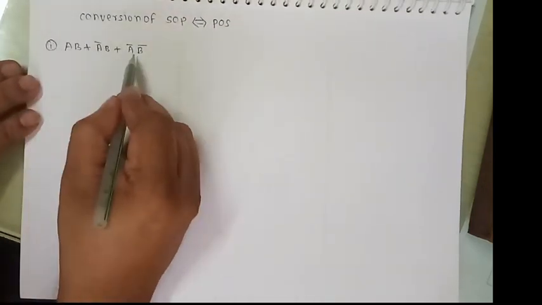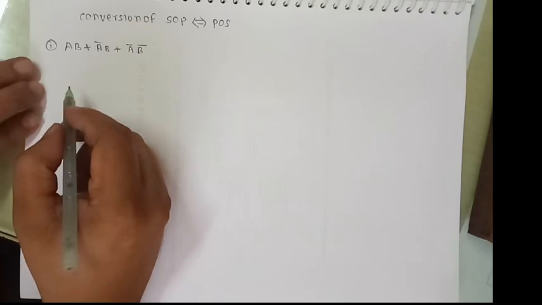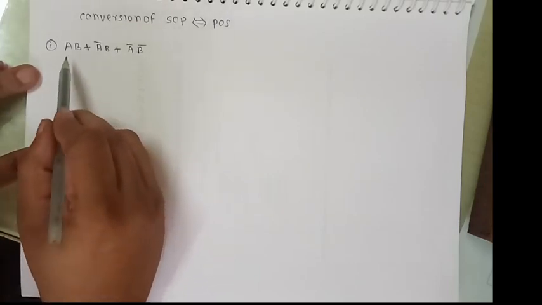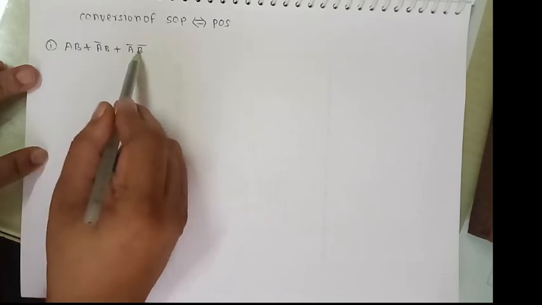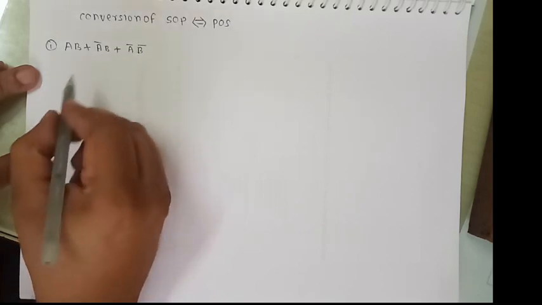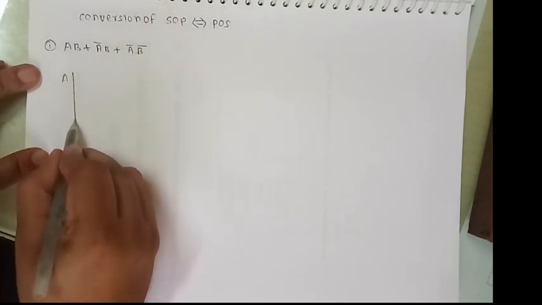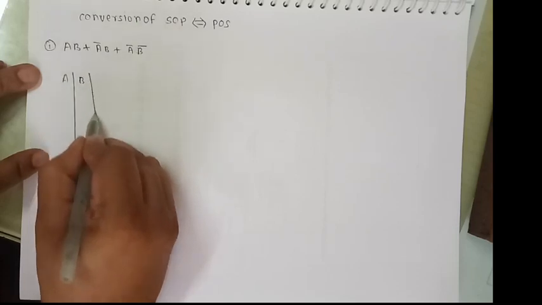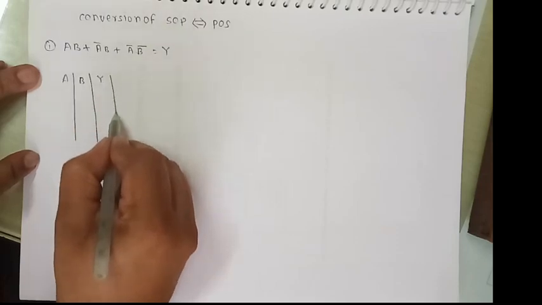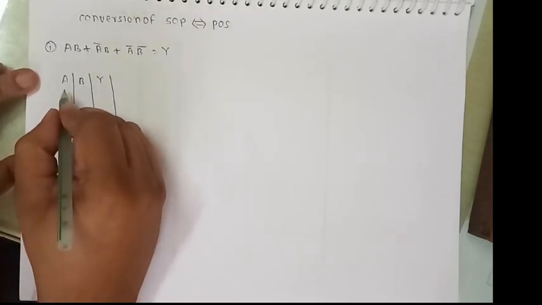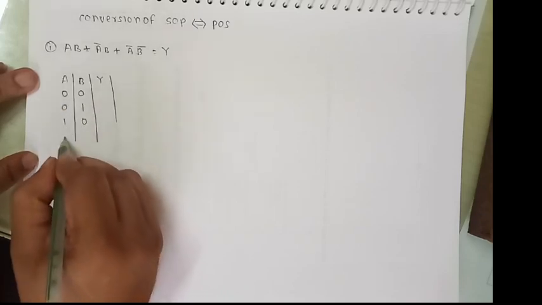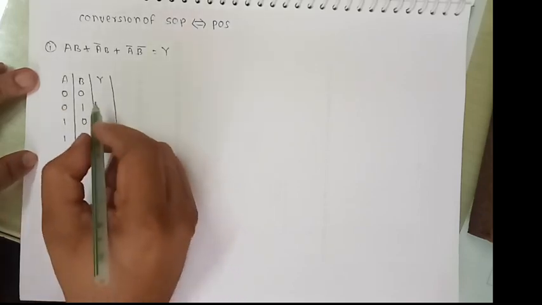Now for this equation you need to draw the truth table. First find out how many variables there are. Looking at this equation, there are only two variables, A and B. So we write the truth table with A, B and the output Y. The possible input cases are 0 0, 0 1, 1 0 and 1 1.